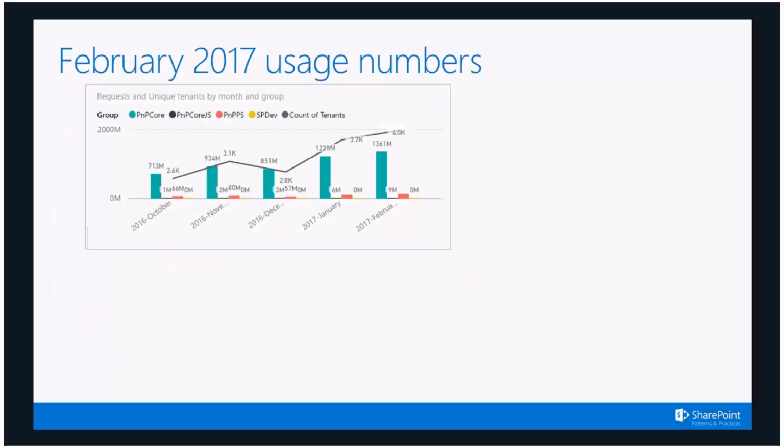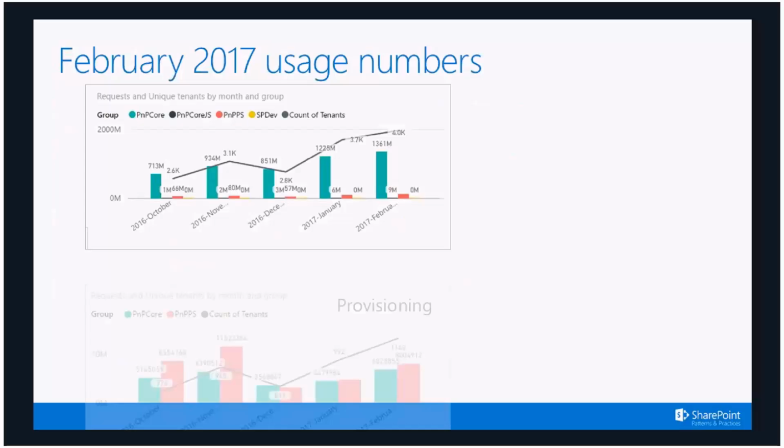So this is the requests and unique tenants by month in our dashboard, and we can see that we actually hit 4,000 tenants, well, actually 3,998 tenants to be precise, which are using the PnP PowerShell or PnP Sites Core in SharePoint Online. And from a request perspective, we just barely hit 1.5 billion HTTP requests coming through PnP Sites Core or the PnP PowerShell. So the numbers are pretty impressive, no doubt.